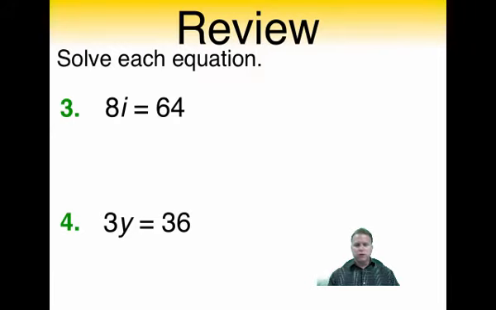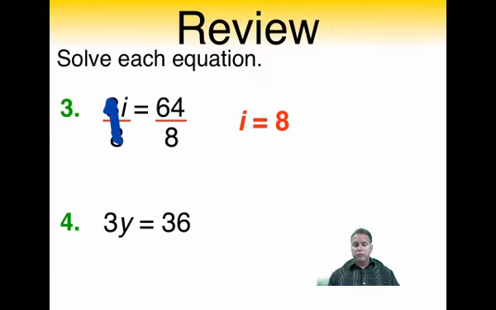Okay, so the coefficient for number 3 is 8, and it's being multiplied by i. So we divide both sides by 8 since they're multiplying by 8. 8 over 8 is a big fat 1. 64 divided by 8 is going to equal 8. So i equals 8 in this case.